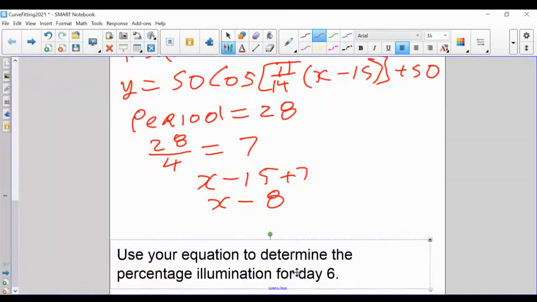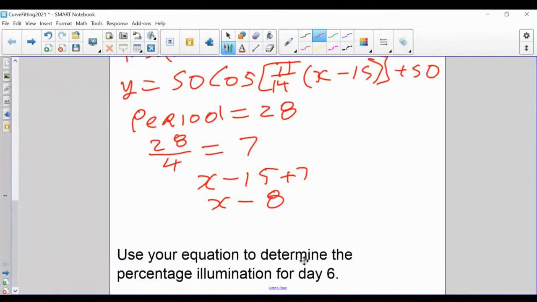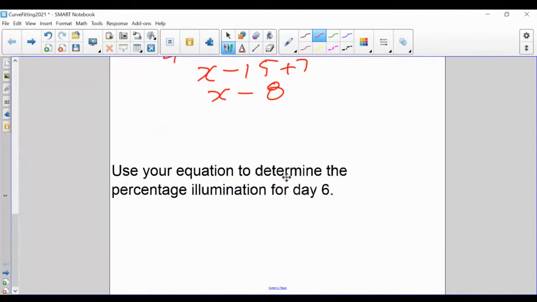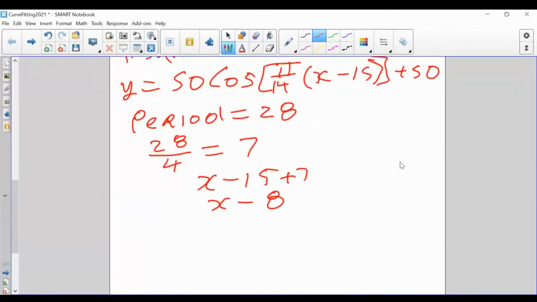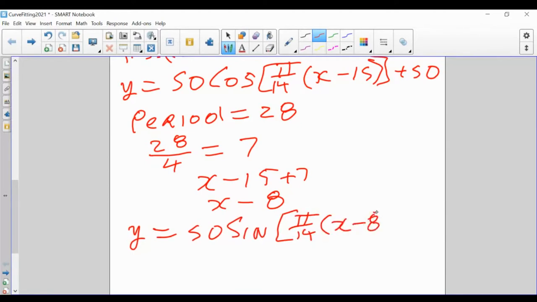So I'm going to rewrite this function as a sine function now. Right? As a sine function. Everything else is going to be the same as it was before. So now y is equal to 50 sine. It's still pi over 14. That hasn't changed. What changes is the phase shift. So it's now x minus 8. But it's still plus 50.